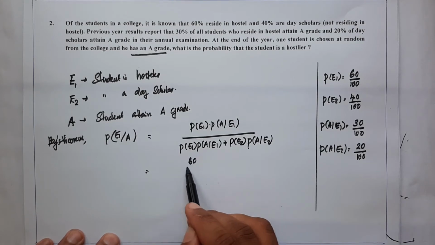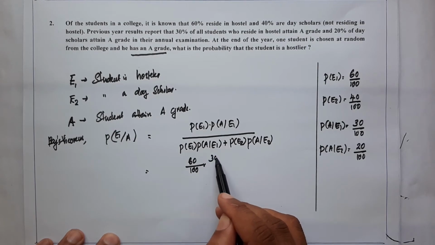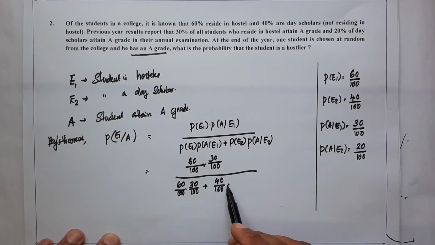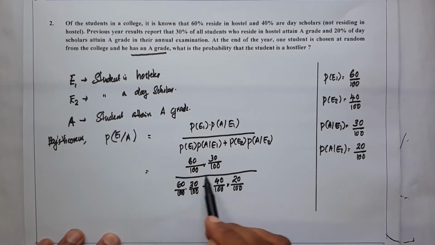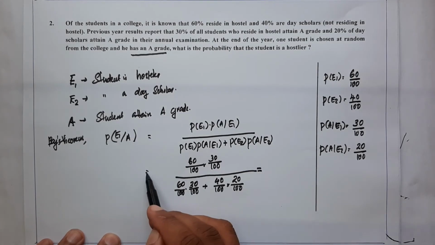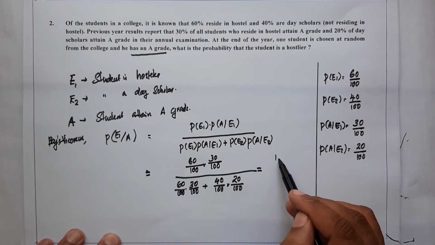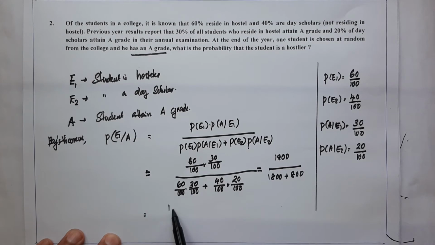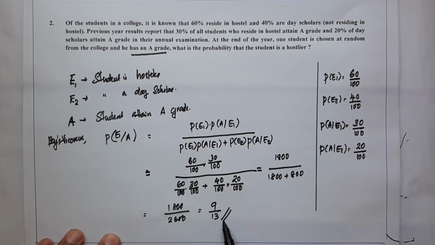That is, what is P of E1? 60 divided by 100 into P of A given E1, that is 30 divided by 100. The whole divided by again 60 by 100 into 30 by 100 plus P of E2, 40 divided by 100 into what is P of A given E2? 20 divided by 100. Here 100 into 100 in the denominator is common, cancel. Balance is equal to 60 into 30, 1800, divided by 1800 plus 800, that is equal to 1800 divided by 2600. Here 00 cancel, then 9 divided by 13. Final answer 9 by 13.